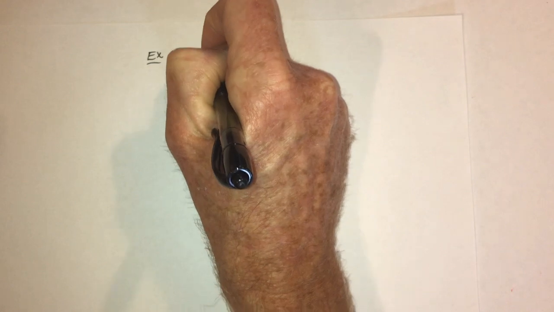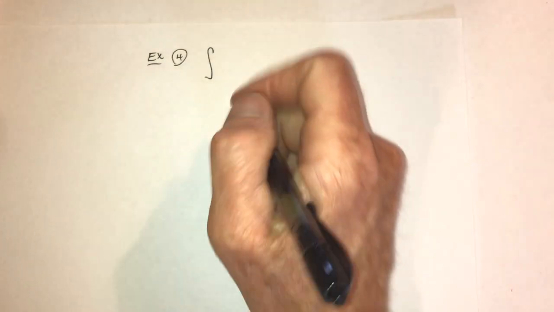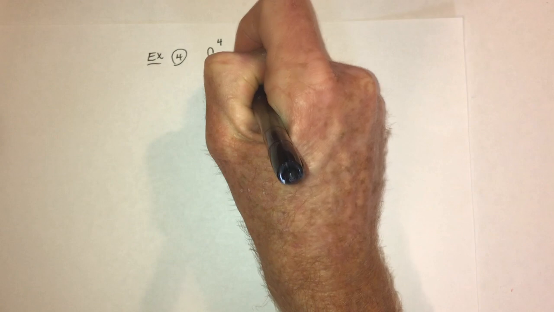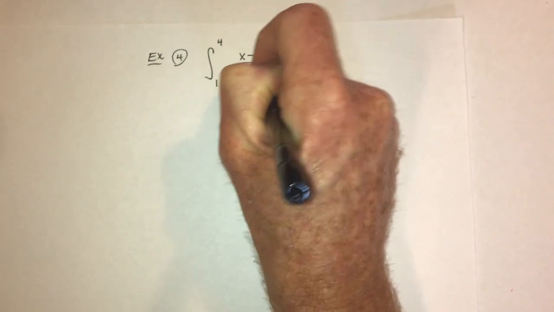Then, example number 4. Integrate, and this one will be a definite integral from 1 to 4 of x minus 1 over the square root of x.